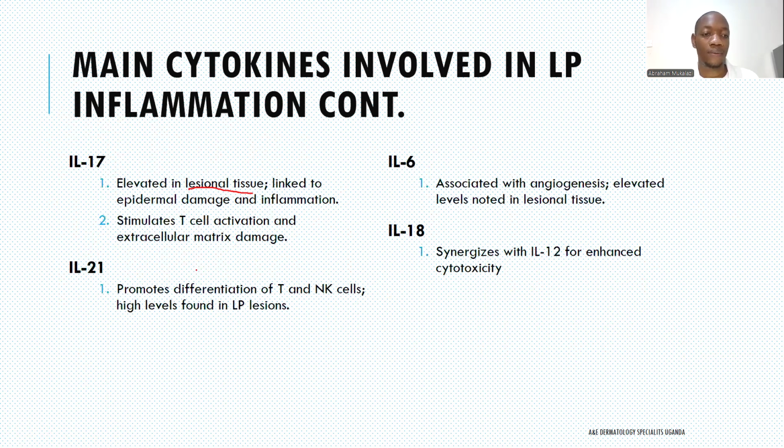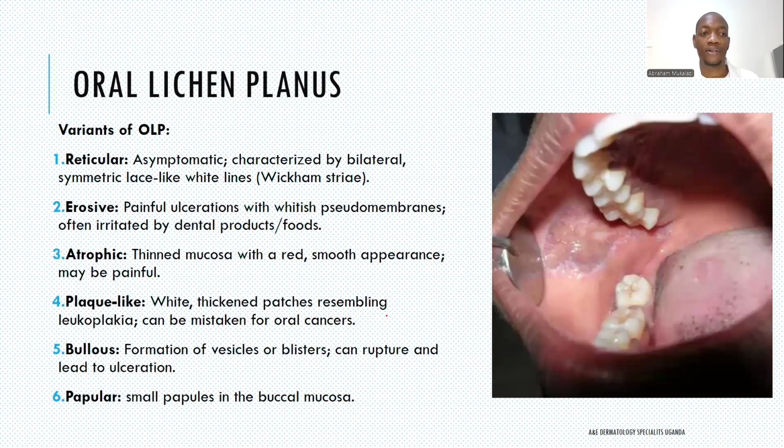Then interleukin 21 also promotes cell differentiation for the T cells and the natural killer cells, and we see it increased in lesional skin in lichen planus. Then interleukin 6 is associated with formation of new blood vessels. It's also elevated in lesional skin, and interleukin 18 also works together with interleukin 12 to enhance the cytotoxicity that we see in this condition.